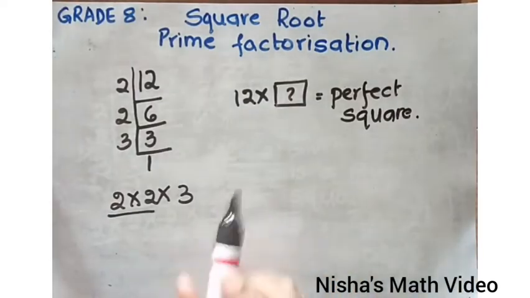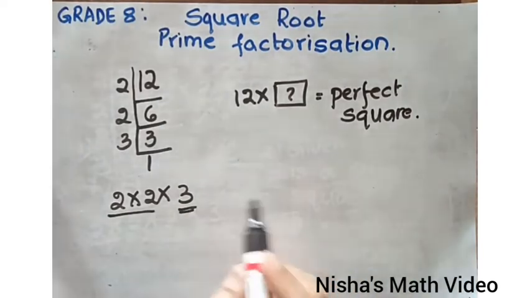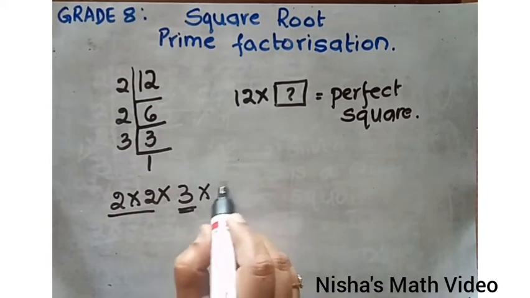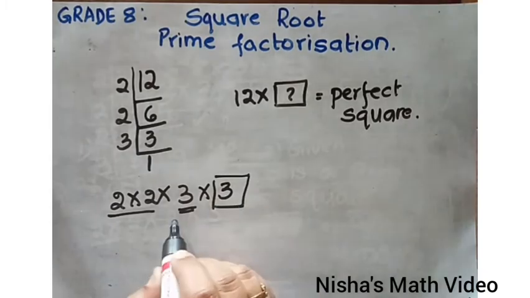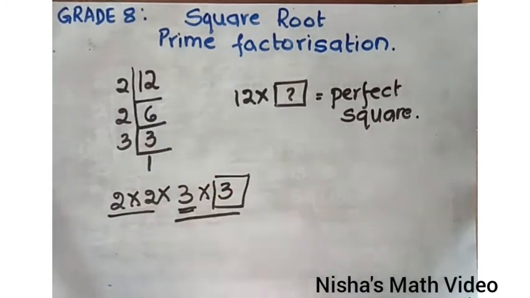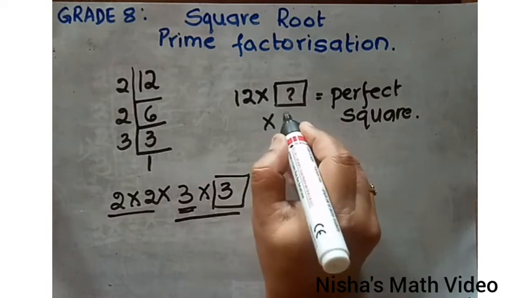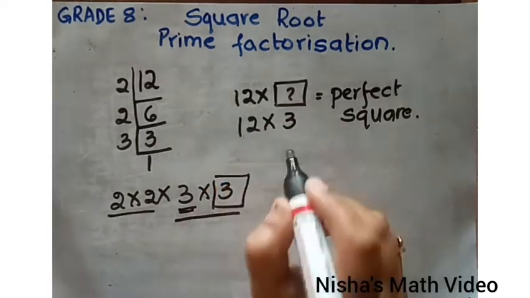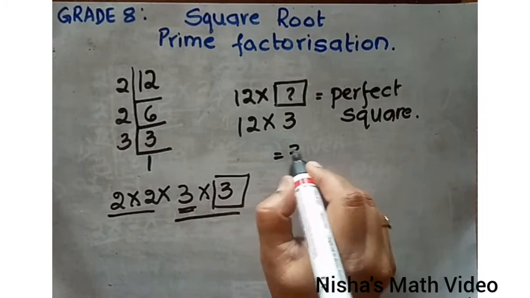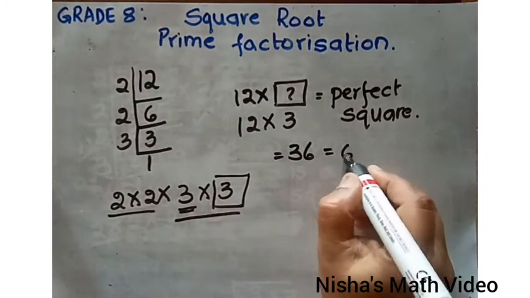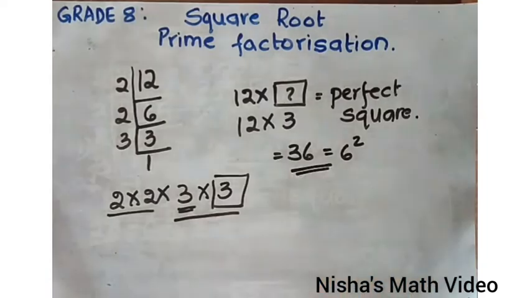How will I find out? See, there is one 3 here, isn't it? If there was one more 3, then we would have got this as a pair and that would be a perfect square. So the number to be multiplied here is 3. 12 threes are 36, and we know that 36 is 6 square. That is, it's a perfect square, isn't it?